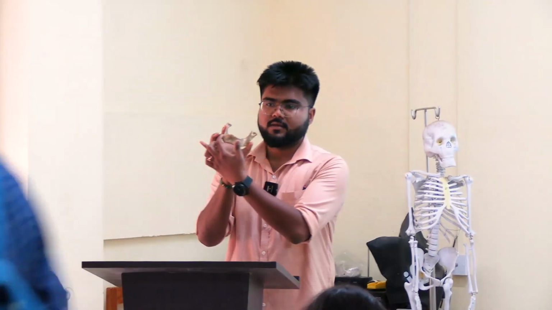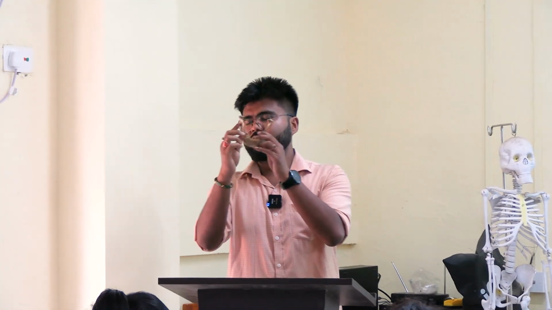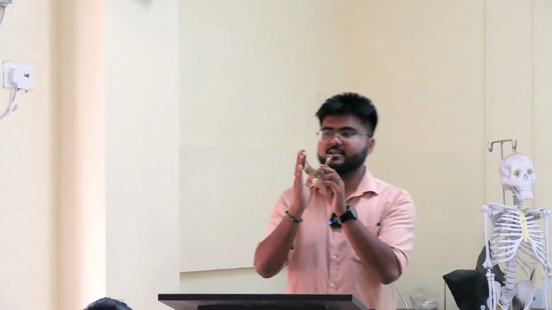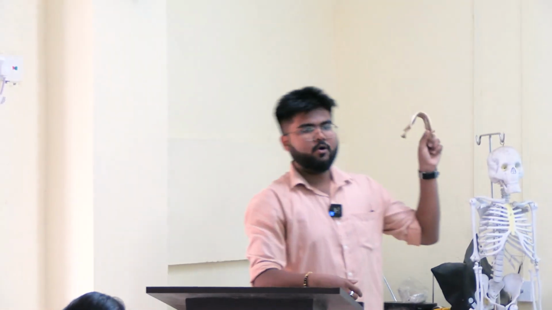One is the body, another is the ramus. There are two rami present, one on the right side and another on the left side. And this is the body mainly. See properly, what shape is the body? This is a U shape or horseshoe shape.